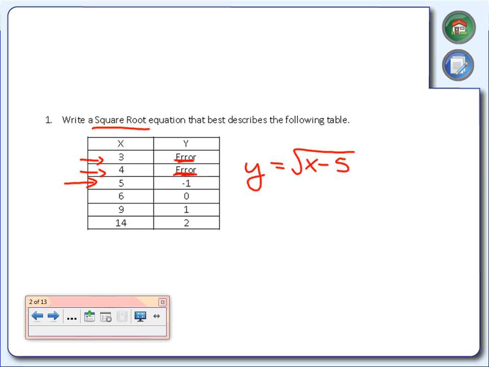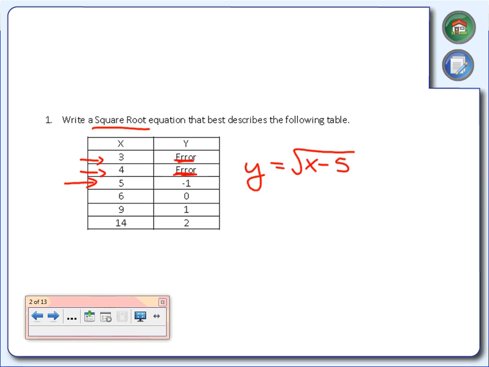By the way, notice when I plug in a 5 here, what's 5 minus 5? 0. And what's the square root of 0? 0. Square root of 0 is 0. Notice there's no longer any error. However, is this the equation I'm looking for? Well, let's dig a little deeper here, and let's go to our calculators and ask for a little help. Go to y equals 1, and type in the square root of x minus 5. Because right now, this is my guess.